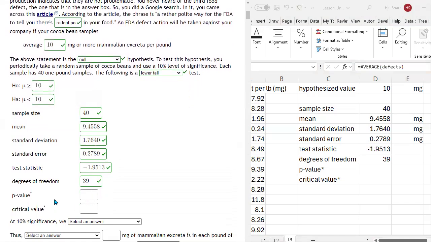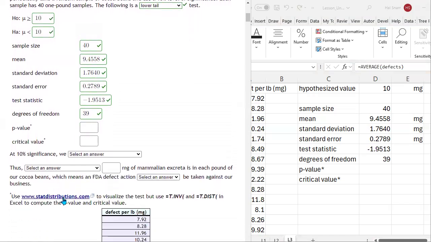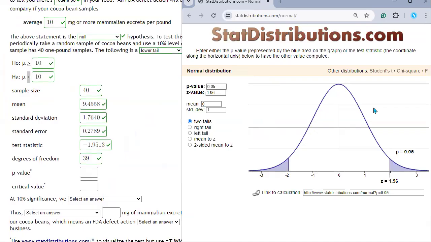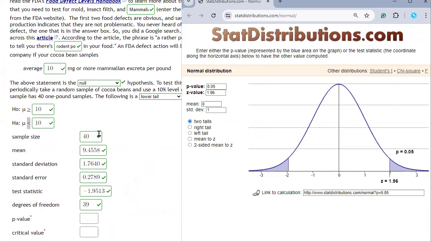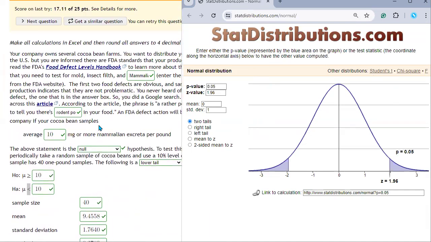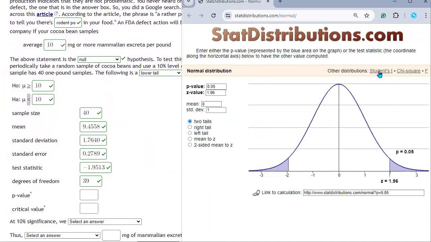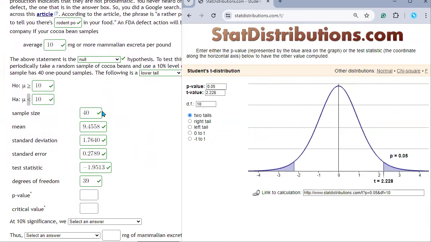Now I want to calculate the p-value. So in order to calculate the p-value, let's open up statdistributions.com. We don't know the true population standard deviation. It's nowhere given. We don't know it. So we have to use a t-distribution. So let me click on the t-distribution first. The degrees of freedom are 39.